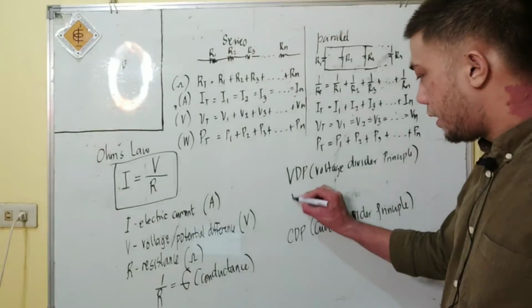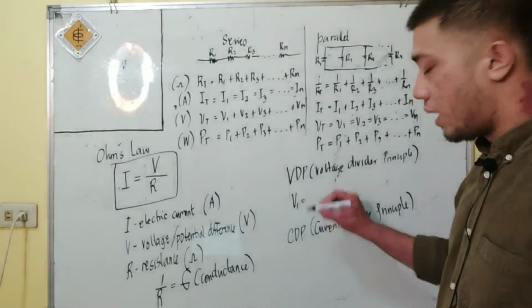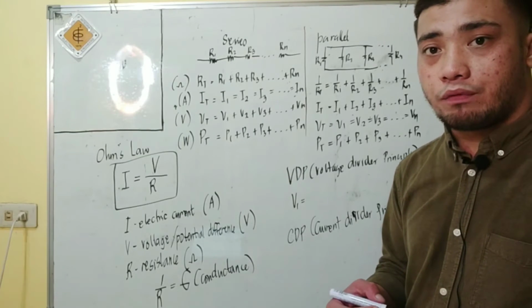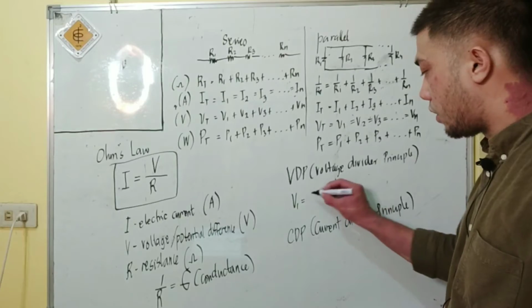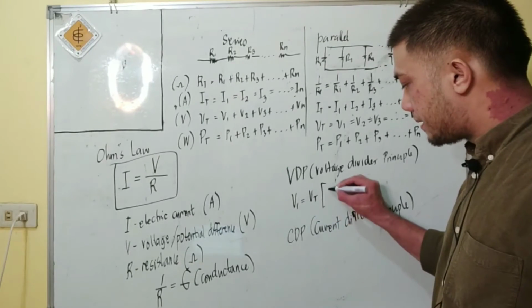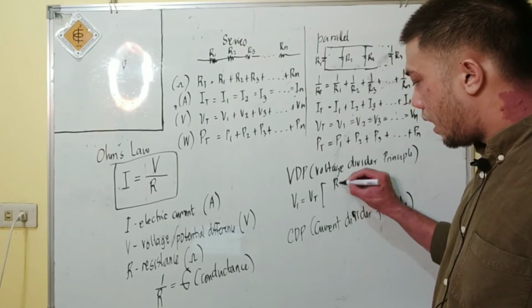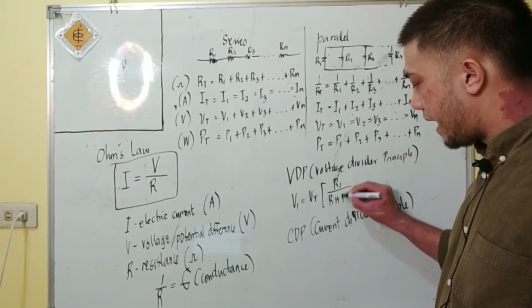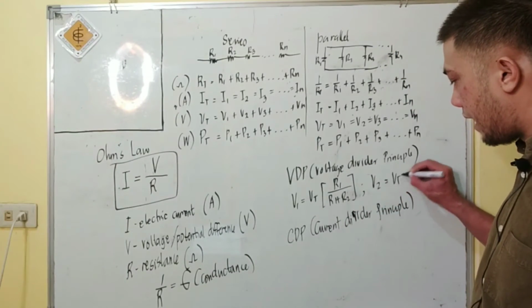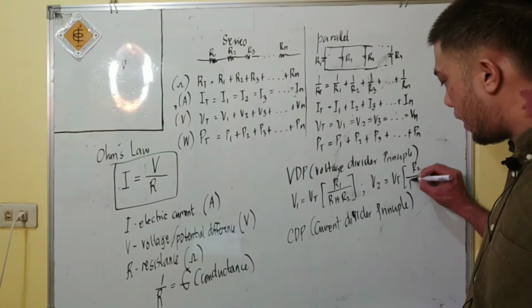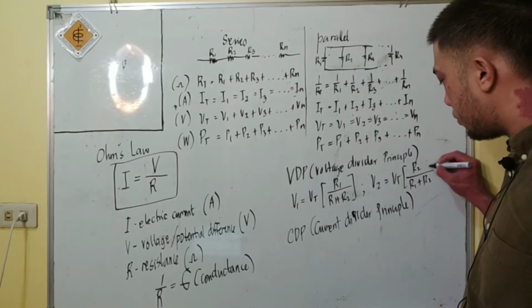For the VDP, we are going to get the individual voltage across the first resistor and the second resistor. That's V1 equals V total times R1 over R1 plus R2. However, for the V2, that is V total times R2 over R1 plus R2.